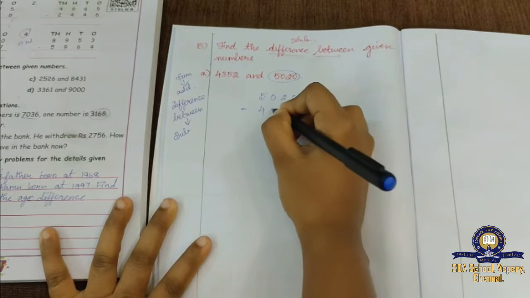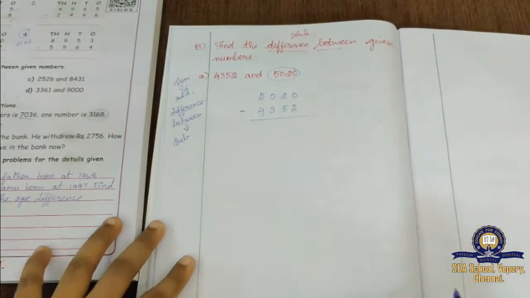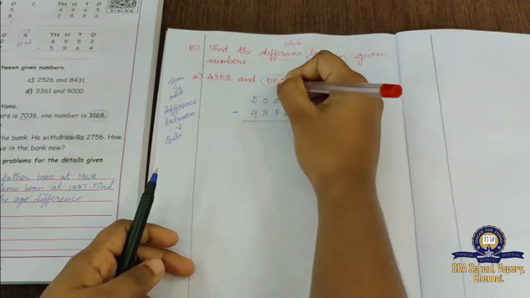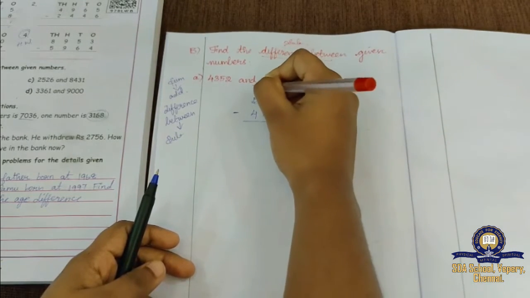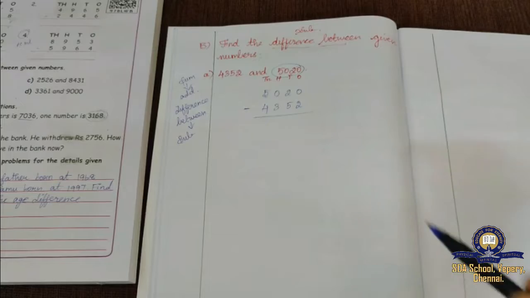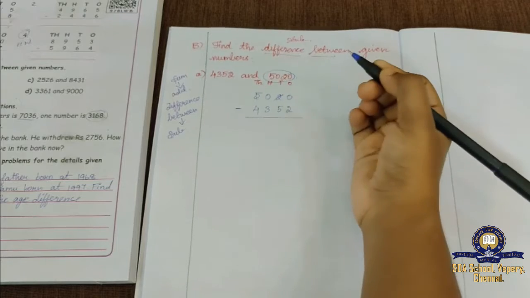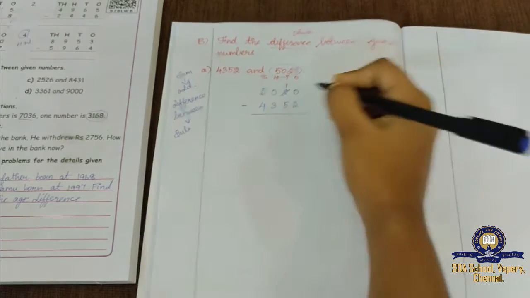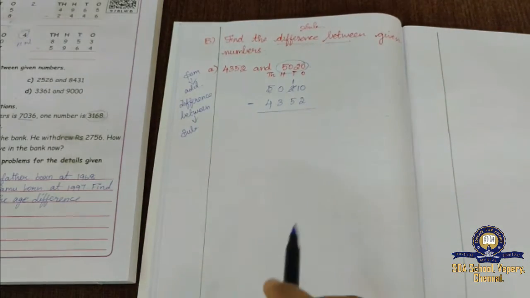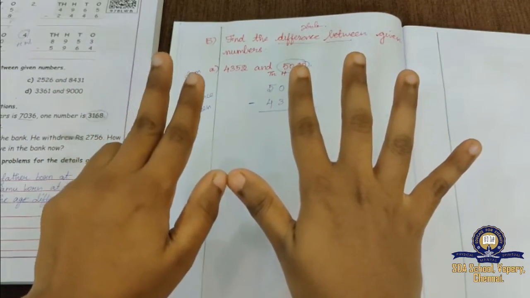So 4352. We are going to subtract this. So can we write the place values? Ones, tens, hundreds, thousands. Okay. Can we subtract 0 minus 2? 0 is smaller than 2. So we cannot subtract. We have to borrow this. So 2, here 1, and here we have 10 now. Okay. So what is 10 minus 2? What is 10 minus 2? 10 minus 2 is 8.